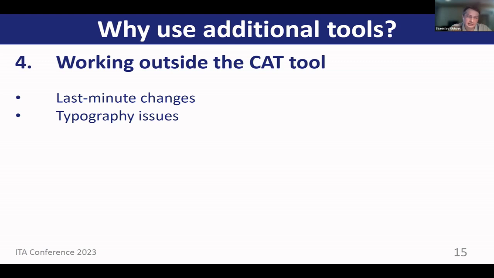Normally, we will fix this in the final document and also update the document and the TM in the CAT tool later. Or we might need to polish the look and feel of the document, for example, by inserting non-breaking spaces or changing straight quotation marks to smart quotes. In that case, we might not even need to fix the translation memory. Again, we will fix these issues directly in the document.